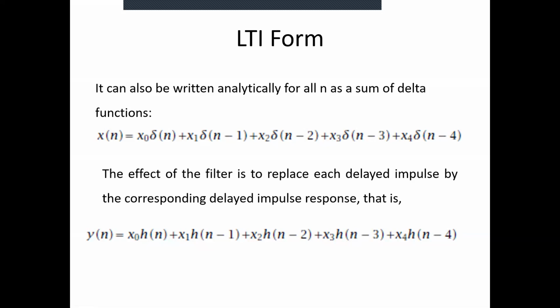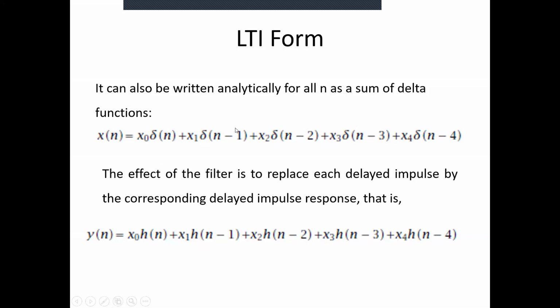So what am I going to do? I'm going to apply the convolution for each term individually, as if we have superposition. X naught represents a scale value, a constant, a number. Delta of n is a function. Now, the delta function convolved with h of n will be what? It will be h of n, the same h of n. So it will be x naught h of n, the first term.